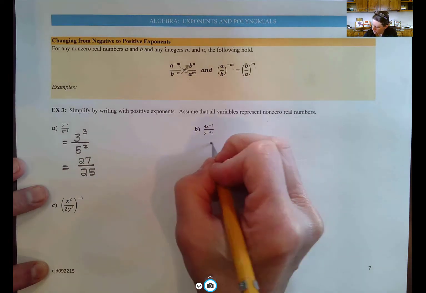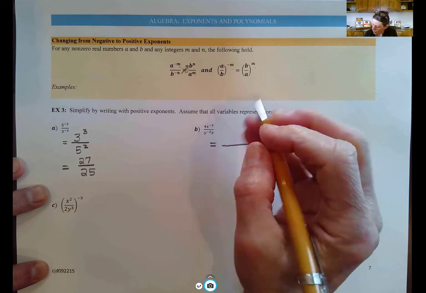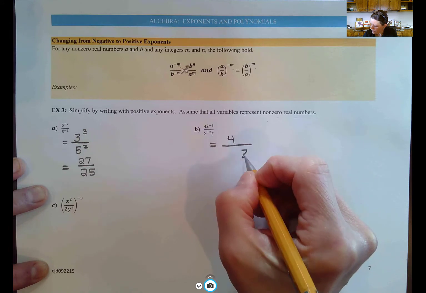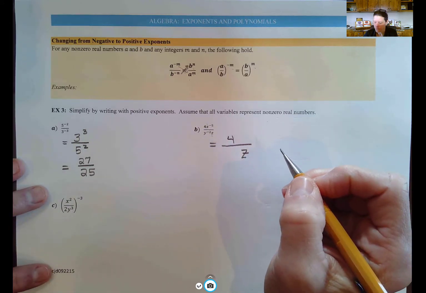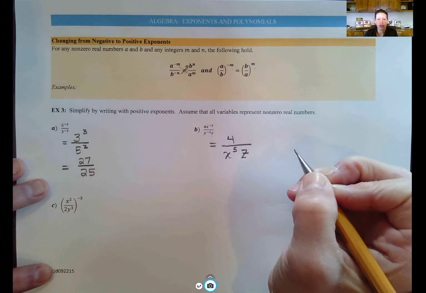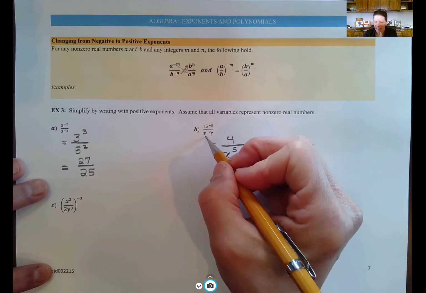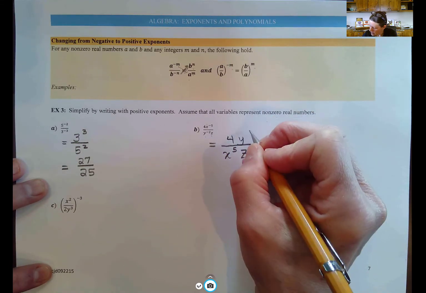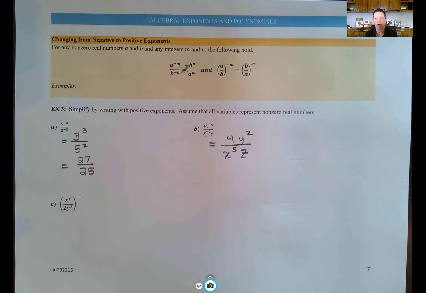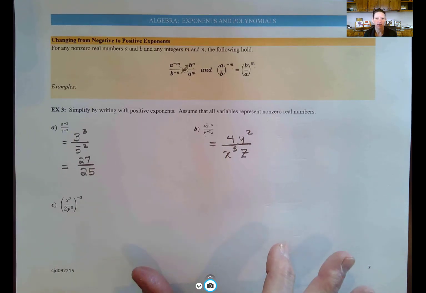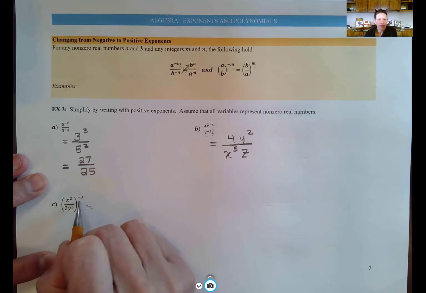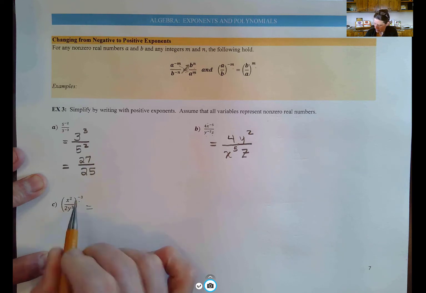In part B, be careful here. That's a 4 to the 1st power. Leave it where it sits. In the denominator, we've got a z to the 1st power and leave it alone as well. The x to the negative 5 is going to come below. Change the exponent to positive 5. And the y to the negative 2 is going to move to the numerator where it becomes a y squared. So as we simplify these expressions, one thing that we definitely want to do is convert from negative to positive exponents.